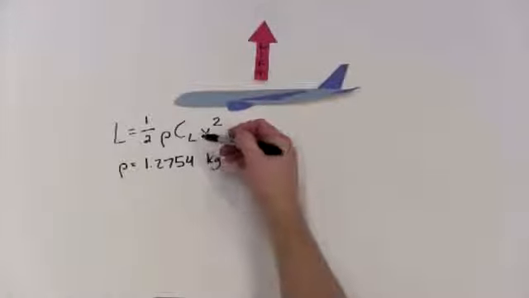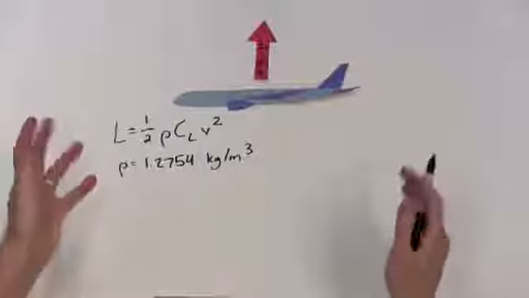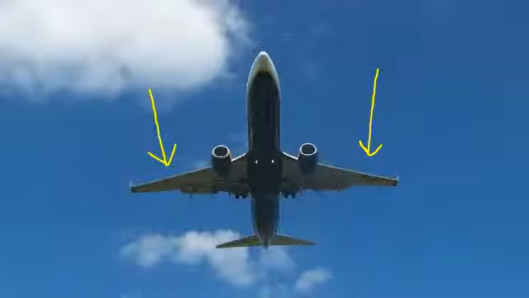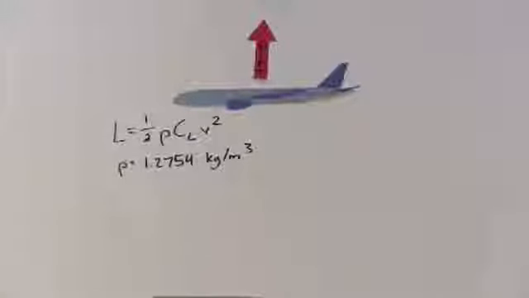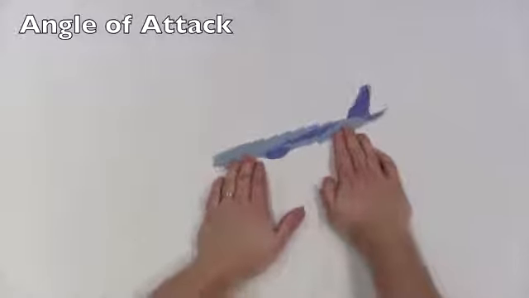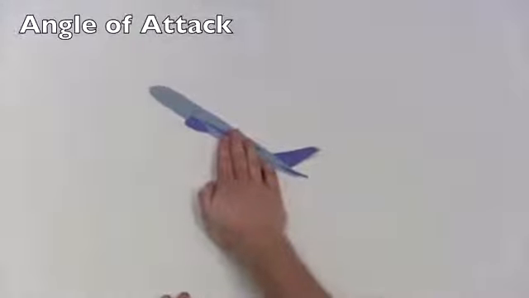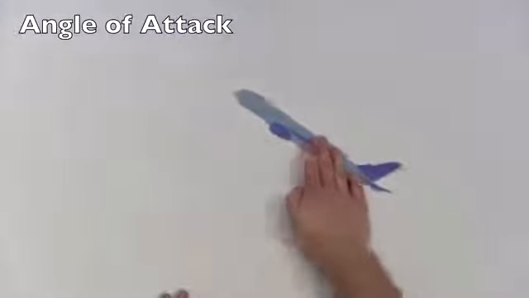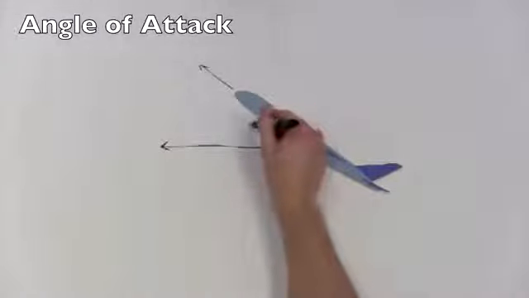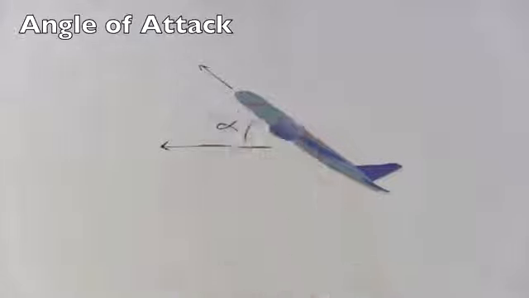And CL is something called the coefficient of lift. It's a number that gives us some information about the shape of the aircraft's wings. These things right here. The coefficient of lift changes with the angle of attack. Angle of what? Aircraft can pitch up and down. And even if they're pitched up, they're still traveling in a horizontal direction like that. Now, the angle formed here by the horizontal direction of travel and the direction of the aircraft's nose is called the angle of attack. And we denote that with the Greek letter alpha.